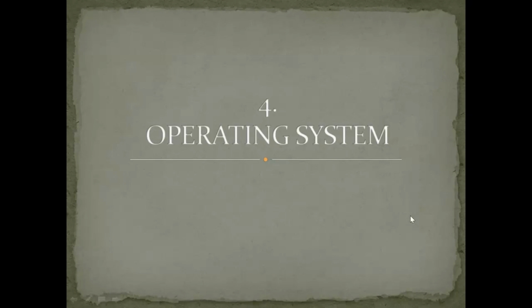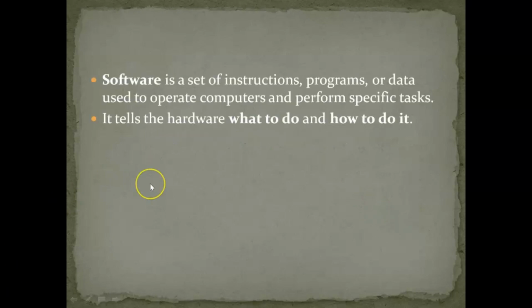So we are going to see the topic operating system. Usually hardware and software are the two things that you have to know. Hardware, all the physical parts that are there, is known as hardware, and software is a set of instructions or programs and the data used to operate computers and perform some task. So you have to know these two basics, hardware and software, what it is.